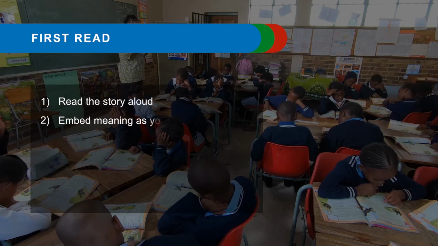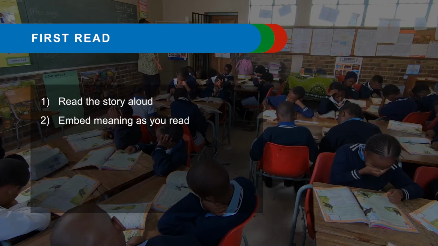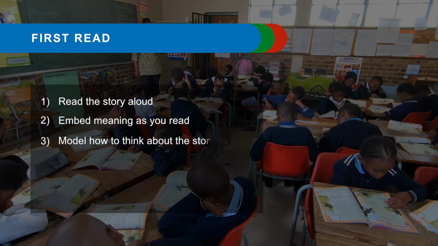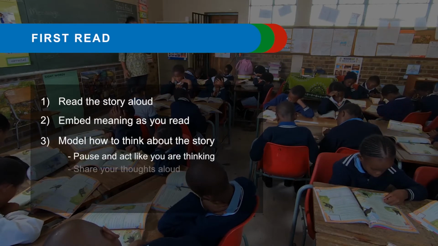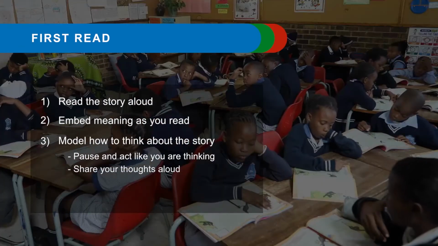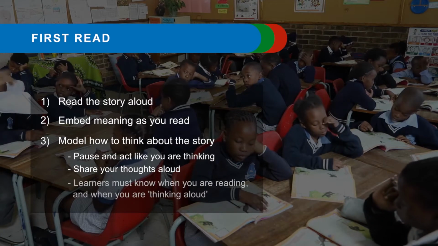Use voice, gestures, and actions to help learners understand the story, and code switch where necessary. After each paragraph, model how to think about the story. Pause and act like you are thinking. Share your thoughts aloud. Do this by reading or saying the points in the first read column in the lesson plan. Make sure there is a clear difference in your delivery.